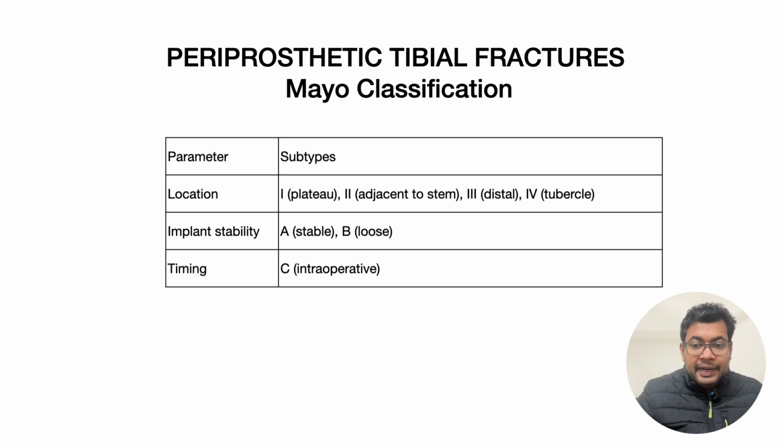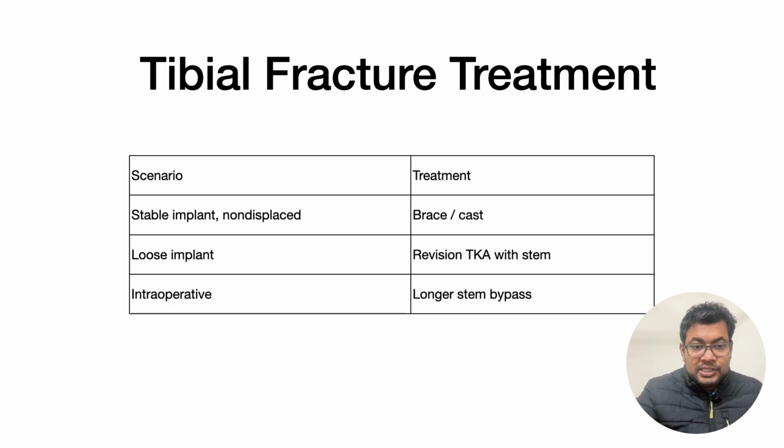Now how will we treat these fractures? Based on the location. If the implant is stable and the fracture is non-displaced, again the principle is the same, we can conserve it. We will keep the patient non-weight bearing and apply a brace or a cast. Then if the implant is loose, we will have to change the implant.